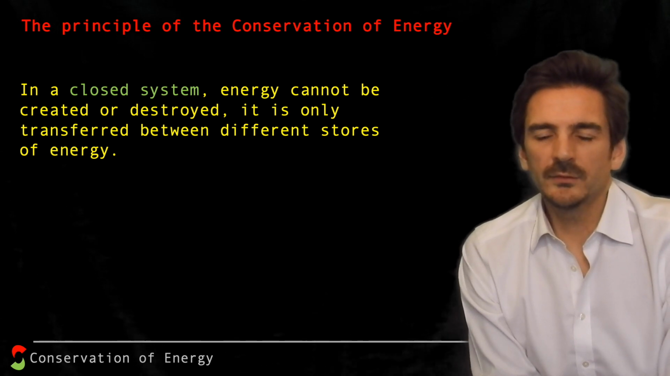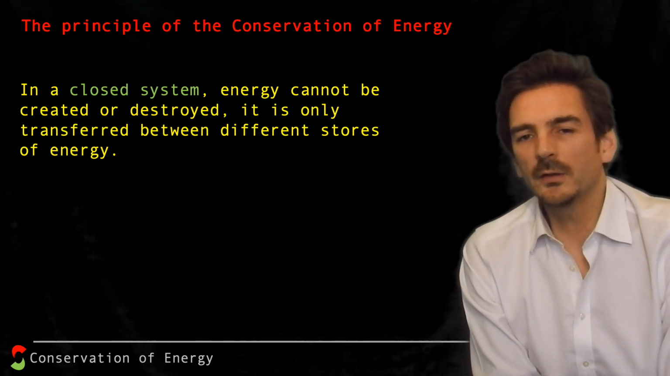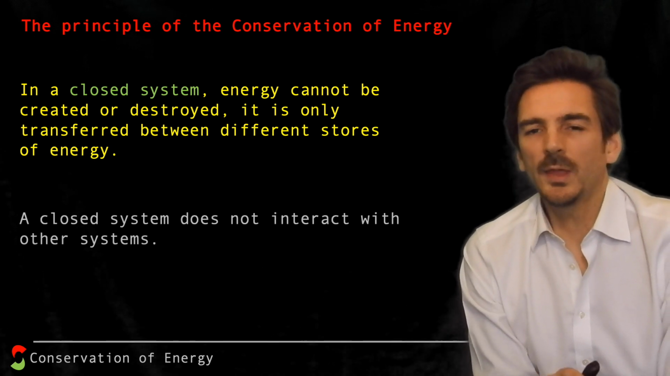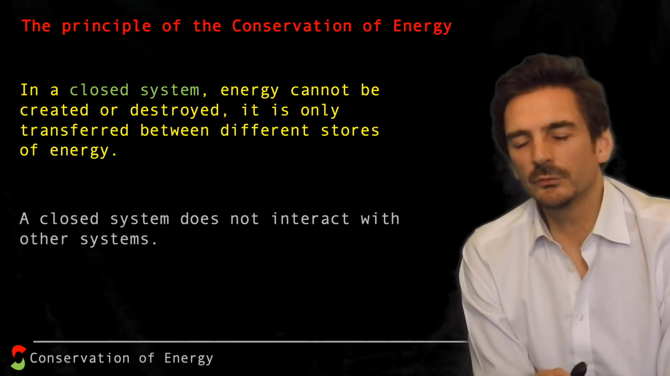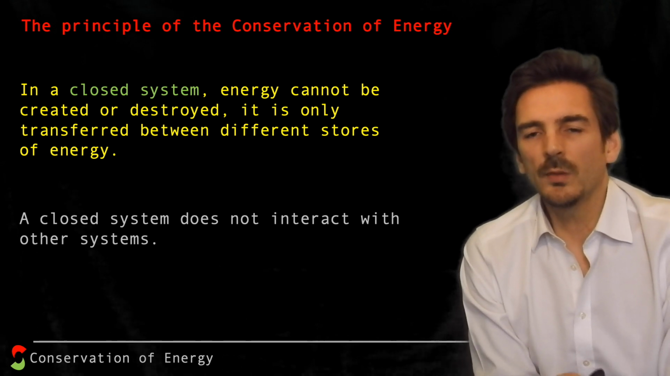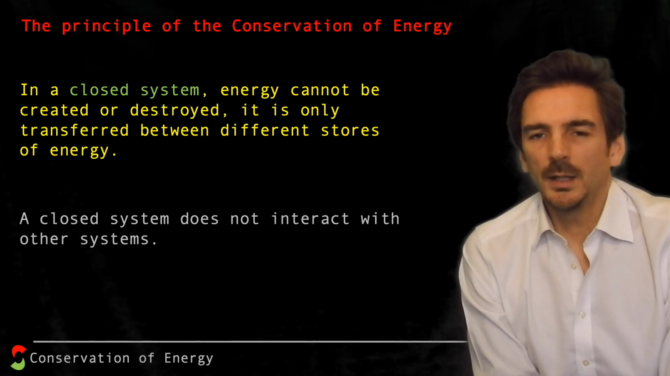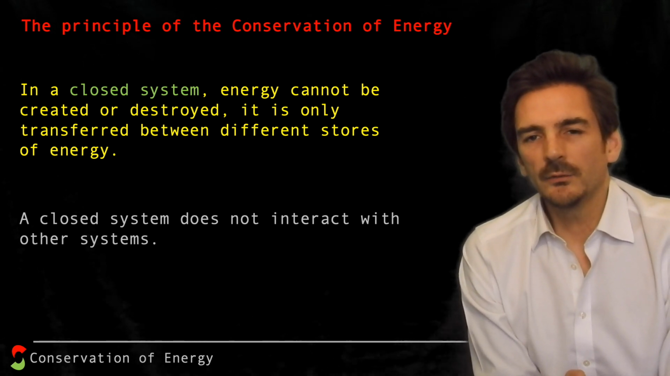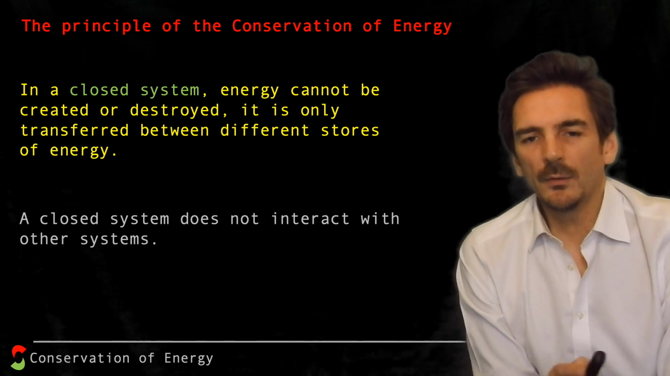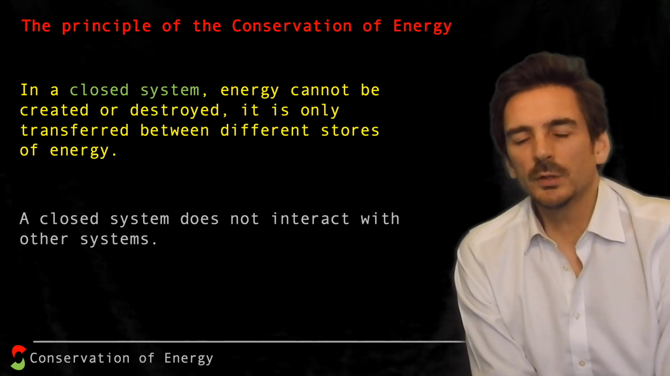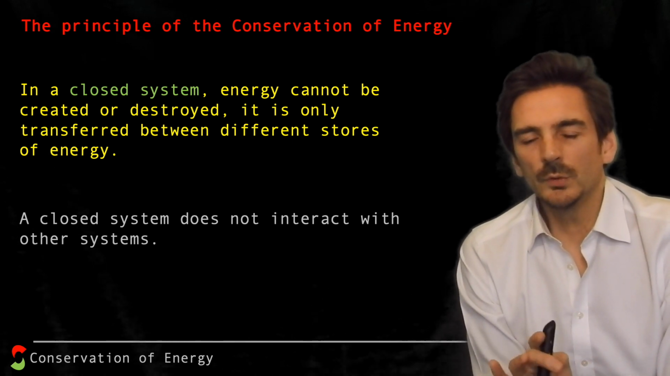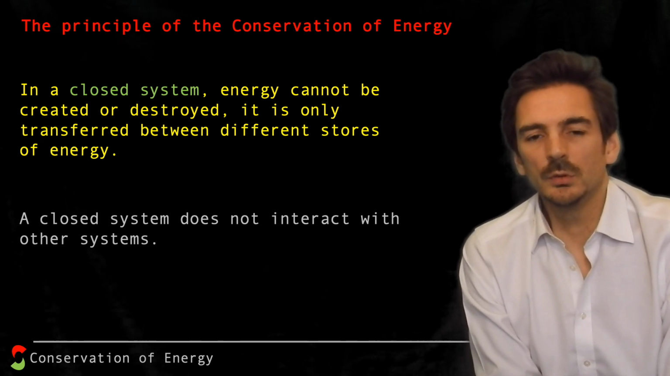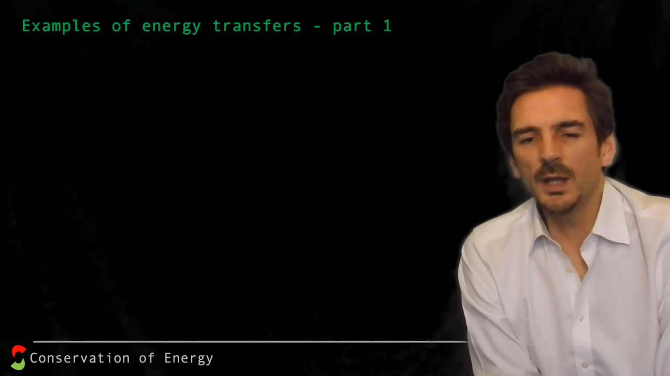So if we have a look at that statement again, you can see that I've highlighted closed system. So the closed system does not interact with any other system. It's really important to understand and realise what that closed system is. And what we'll be doing is having a look at a few different examples so that you can get an idea about the closed system. And in another video we'll be looking at more examples with numbers involved to help you understand that a little bit more. So let's have a look at a first example.